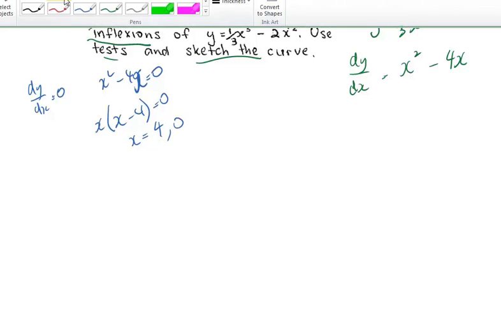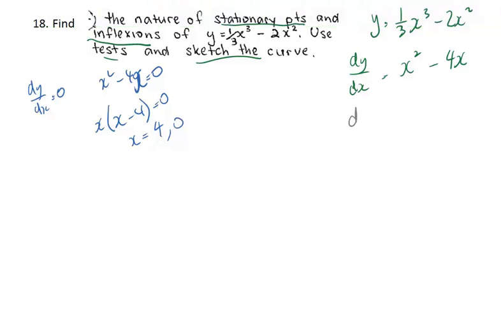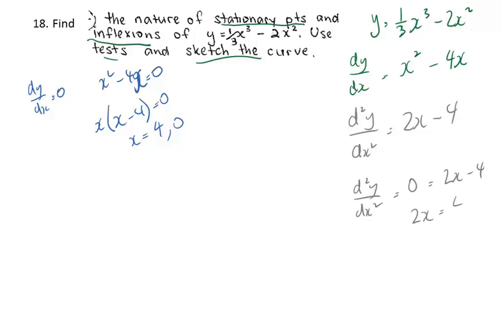Now we can look at our second derivative here. Our d squared y/dx squared becomes 2x minus 4. So first of all, we'll go through with this one. When d squared y/dx squared, 2x minus 4, is equal to 0, we might have a stationary point. So 2x is equal to 4, x is equal to 2. May be a point of inflection, sorry.